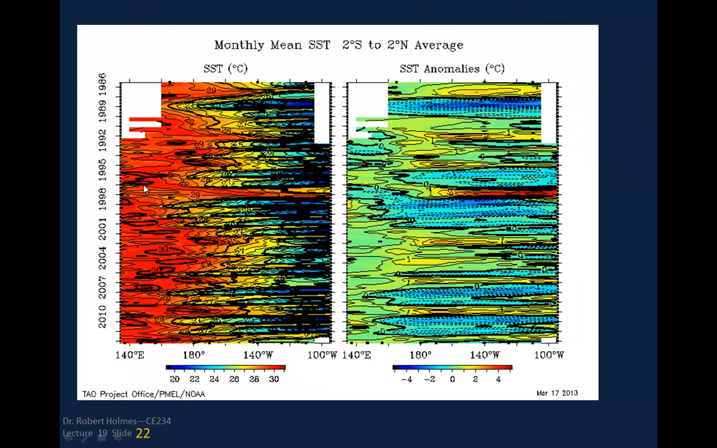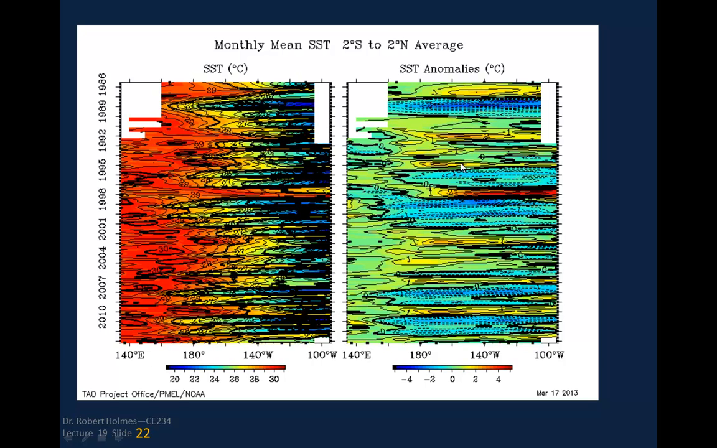This is basically looking at patterns. This is the temperature in degrees Celsius, and this is the departures from normal, and this is through time. This is from 1986 down to present, and you can see when we had periods when we had warmer than usual. These are the El Nino types of periods.